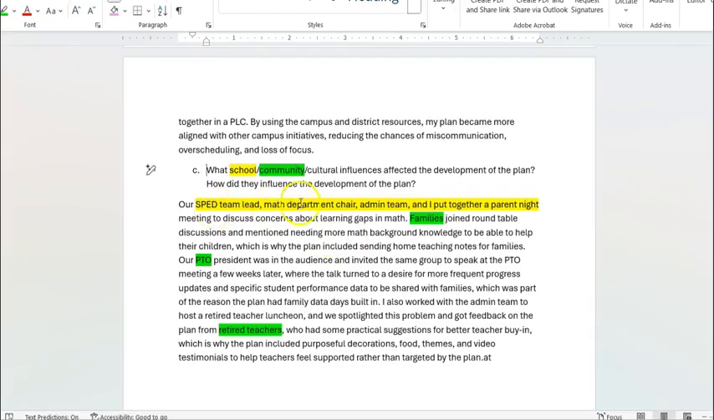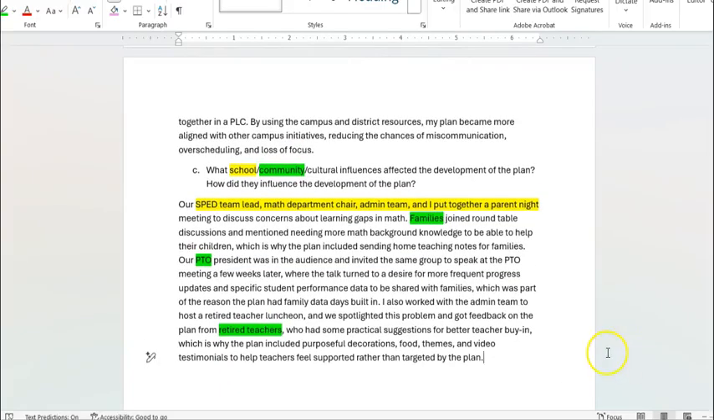So our SPED team lead, math department chair, admin team, and I put together a parent night. So this is school. All of these are school people. And then the community comes in with families, PTO, and retired teachers. I'll let you pause this and read what I did. There's my random AT. You can read this.